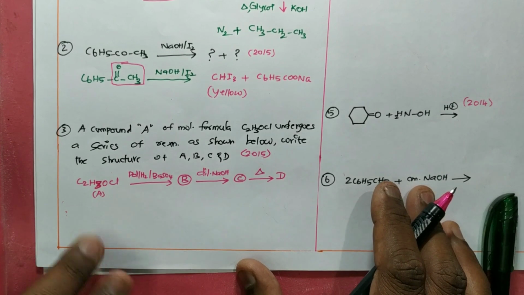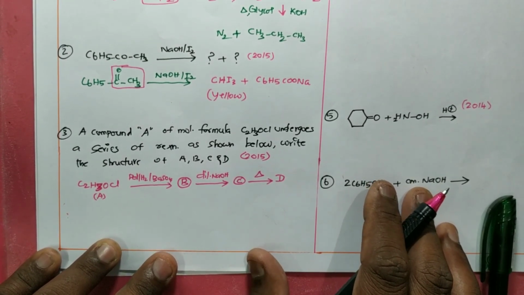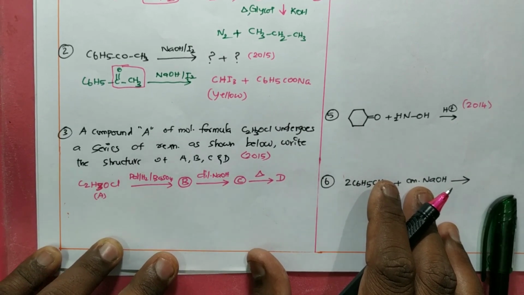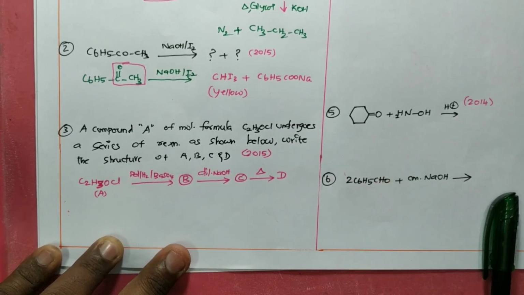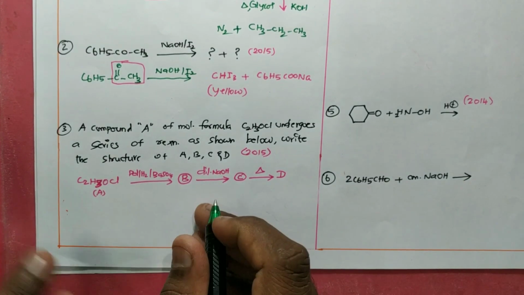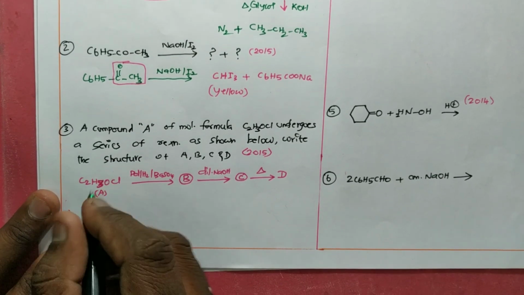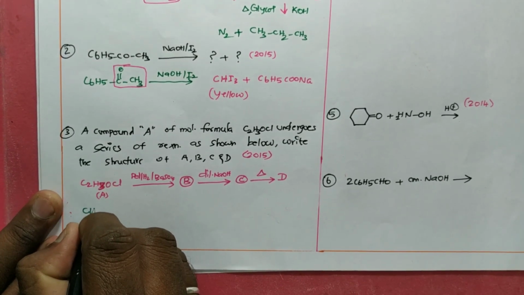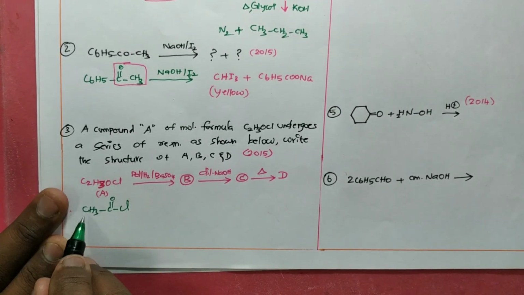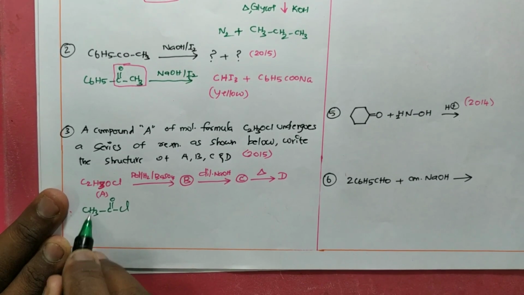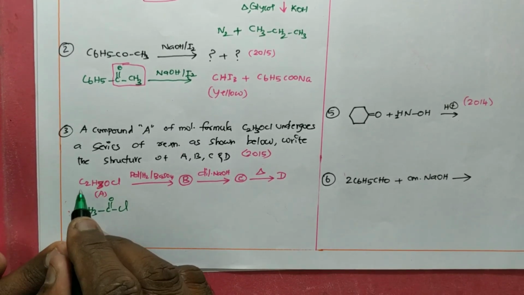A compound A of molecular formula C2H3OCl undergoes a series of reactions as shown below. Write the structures of A, B, C and D. Here C2H3OCl, so I can write it like this: CH3 C double bond O Cl. Am I right? 2 carbons, 3 hydrogens, 1 chlorine, 1 oxygen. That is what C2H3OCl is.